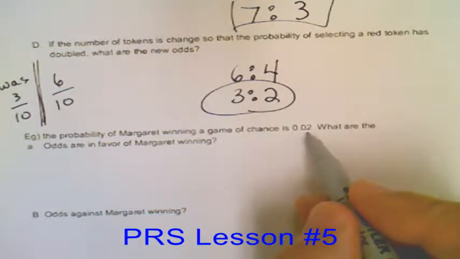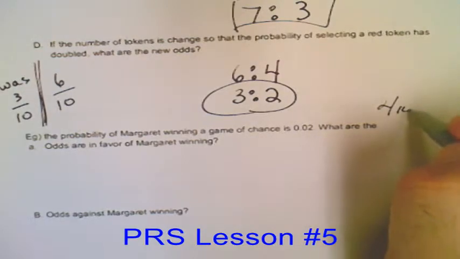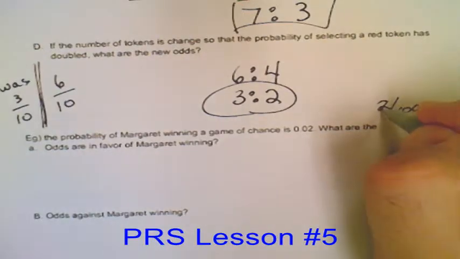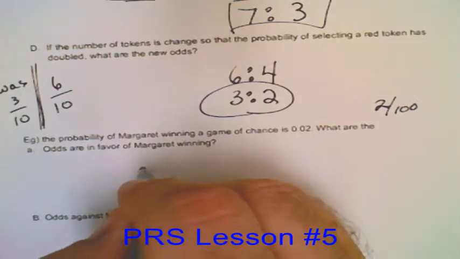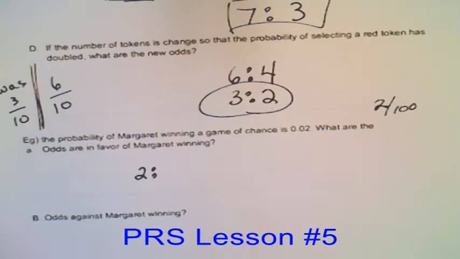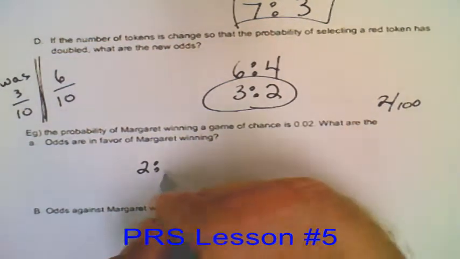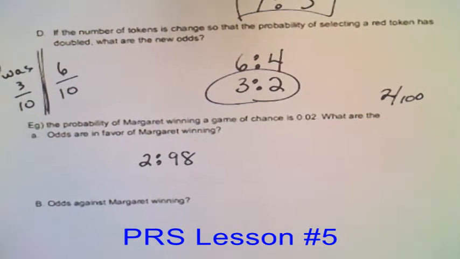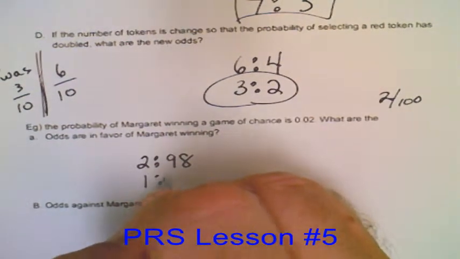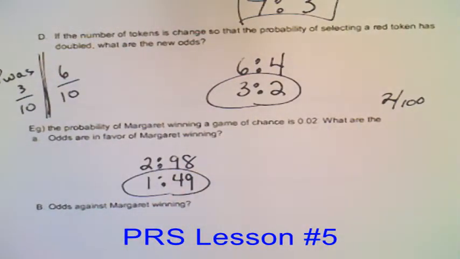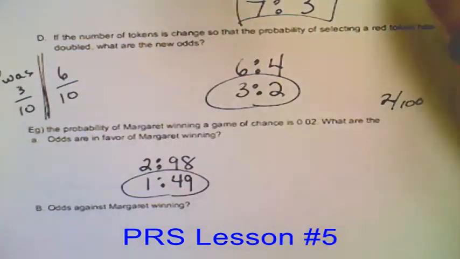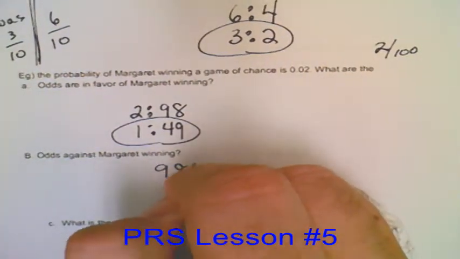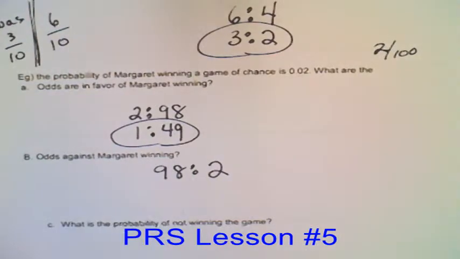Okay? Continuing on with this, the probability of Margaret winning a game of chance is 0.02, so not very good. Okay? What are the odds in favor of Margaret winning? Well, there's 2/100ths of a chance for her to win. So from there, there's 2 chances for her winning out of the 100. In probability, it would be out of 100. In odds, 2 chances to win, 98 chances to lose. 2 to 98, or 1 to 49.